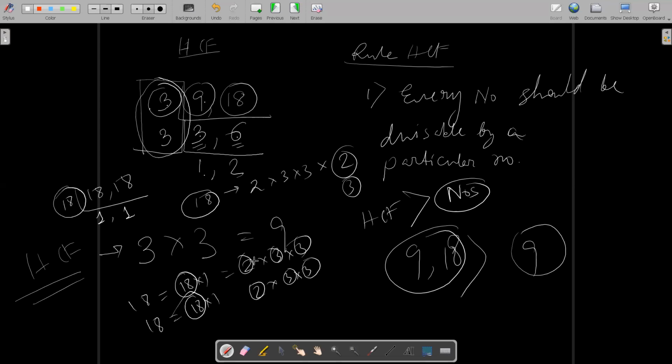Lowest common factor is 2, right? So we don't have lowest common factor. LCF is not required, we don't require that. So the highest common factor is 18 then. So HCF and the numbers can be the same, or HCF can be less than the numbers. It can't be greater. Got it?